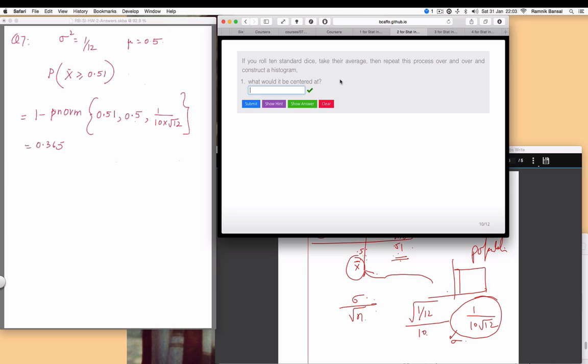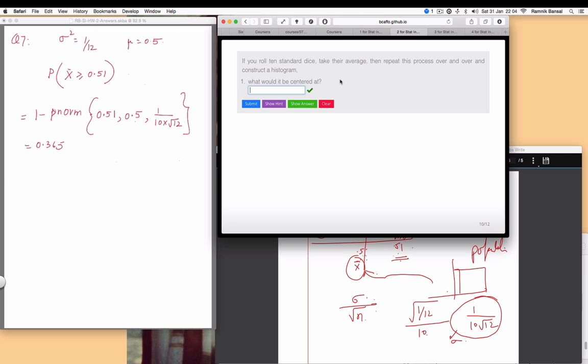Roll 10 standard dice, take the average, then repeat the process over and over again. Construct the histogram. What would be centered? The average only. The average of what? Your answer is possibly correct as long as you define what is your average. The average of the 10 standard dice, yes.